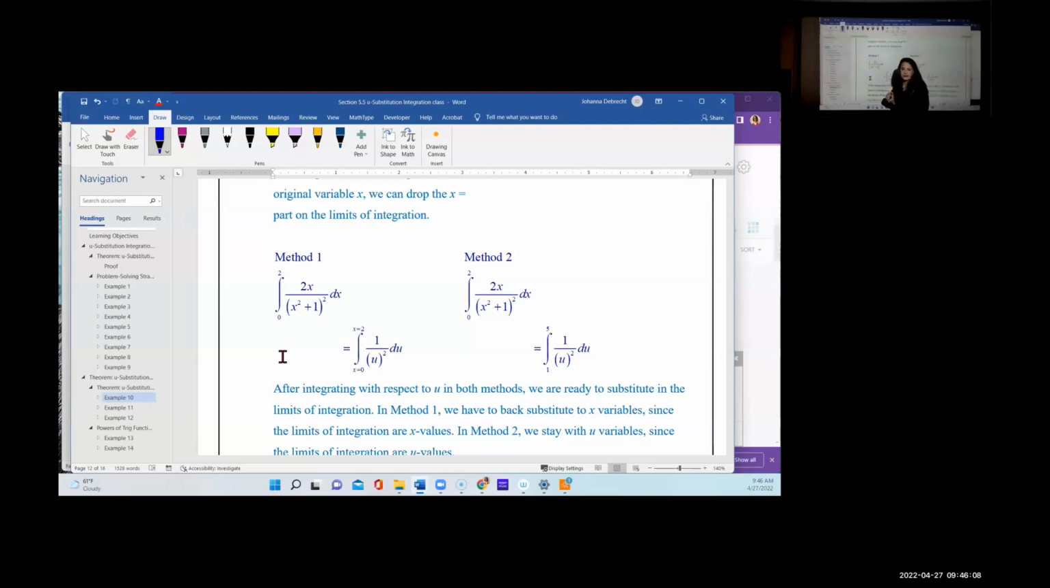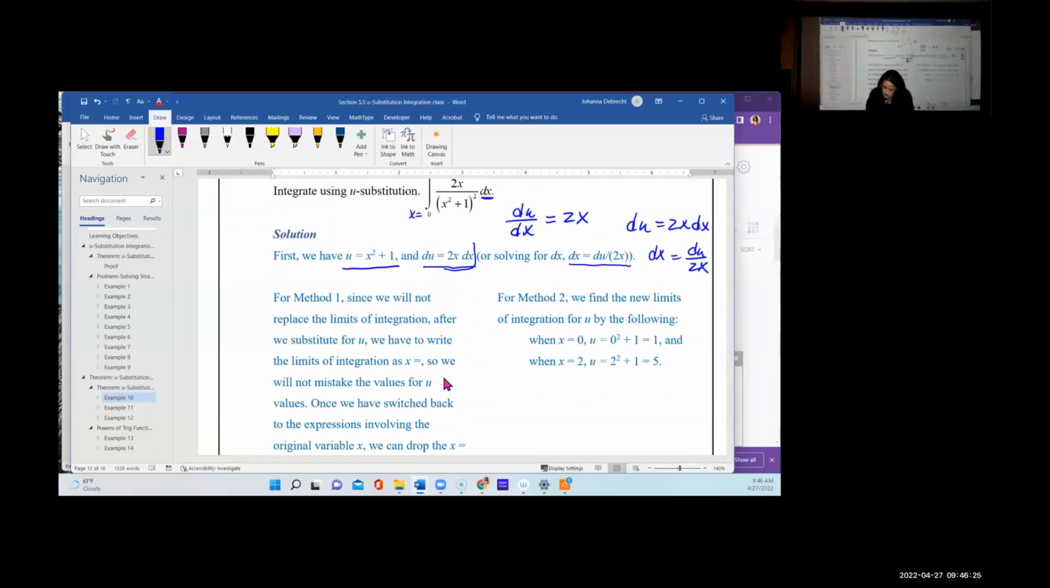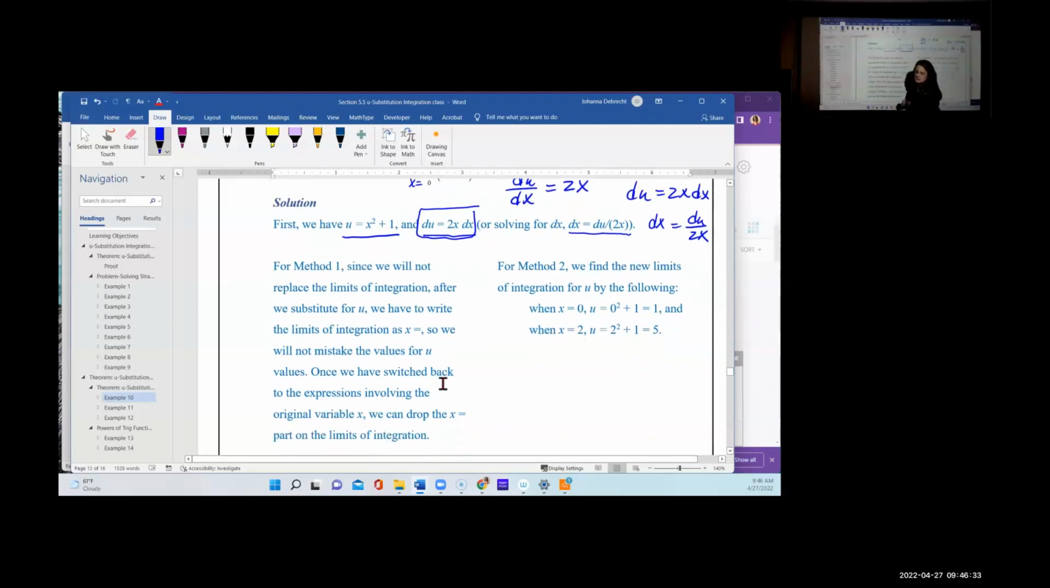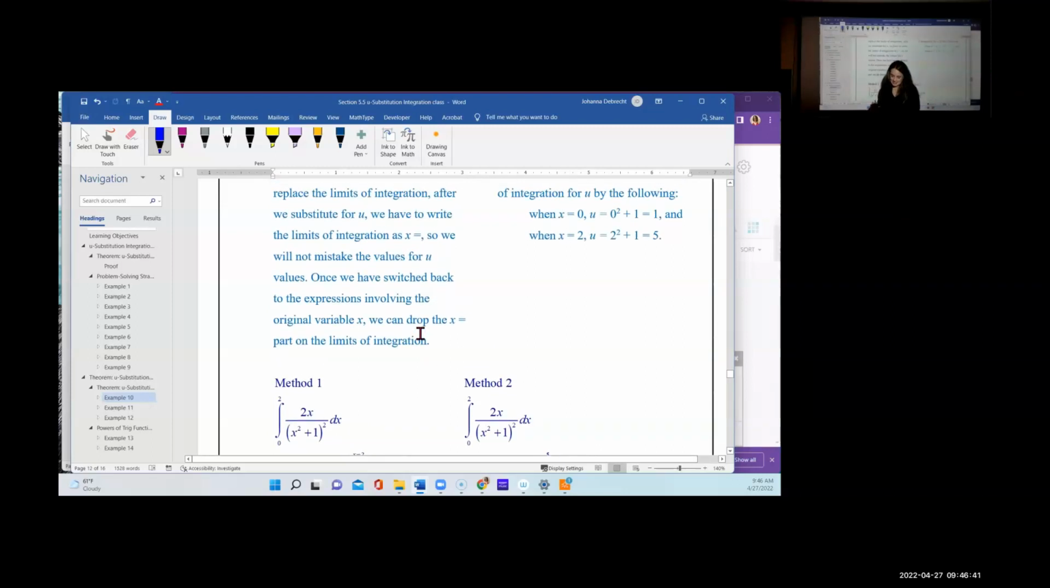Juan, do you have a question? Yeah, so where did the 2x of the numerator go? Like, the 2x of the numerator is part of du? No, it's du right here. Du is equal to 2x dx. So they took the 2x dx and replaced it. Do you see it? Yeah, you skipped a step basically. Yeah, I did skip a step. That part right there is du.